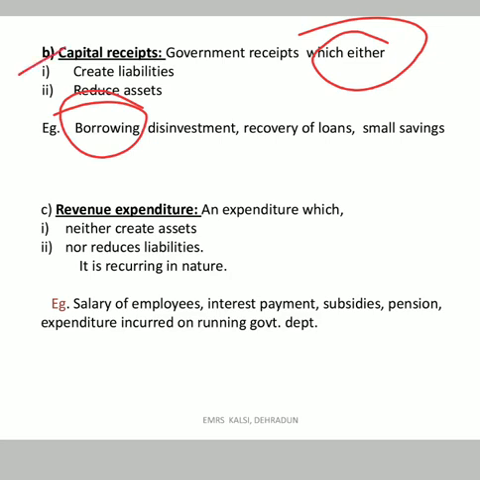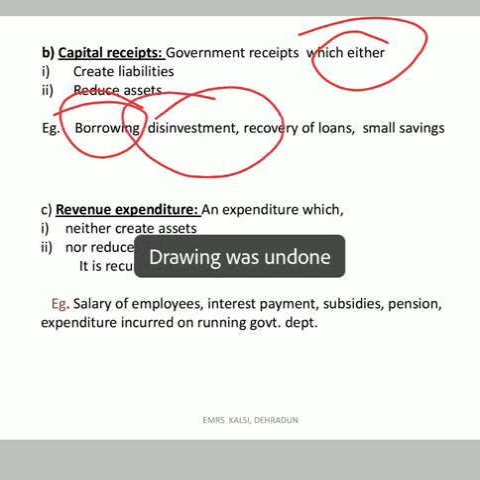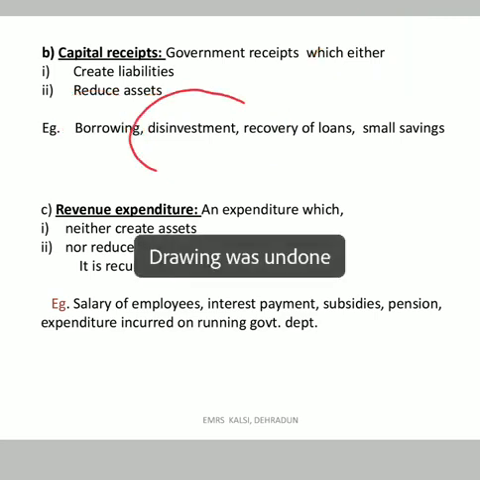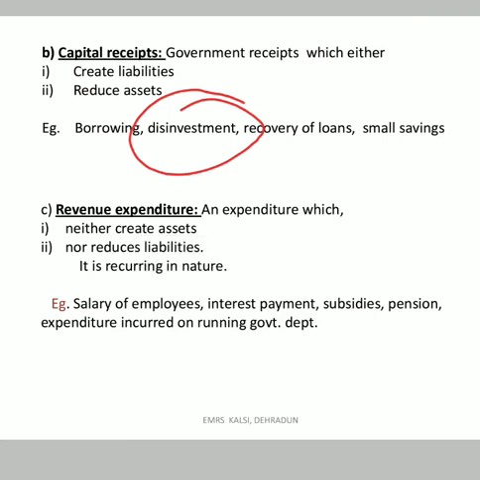so it is creating liability. Disinvestment means selling a portion of the public sector undertaking or its asset or any property. Like the Air India example, the best example nowadays. When the government disinvests or privatizes Air India, by selling Air India the government gets money in its account, but that money reduces the asset.